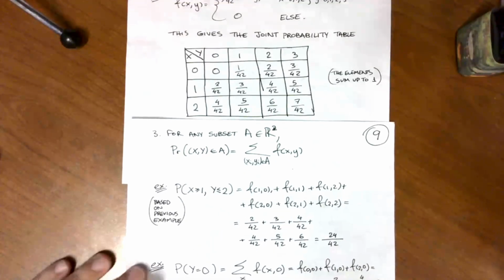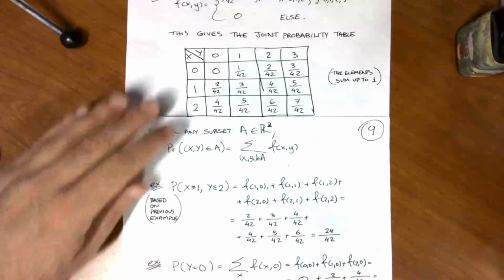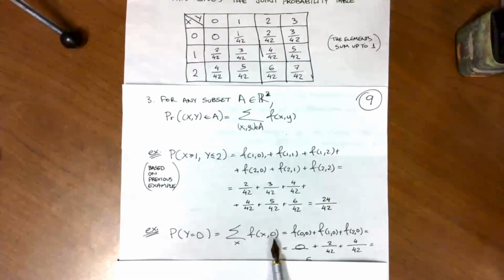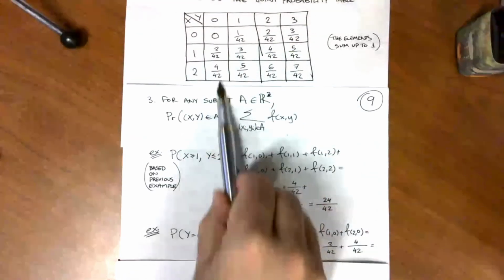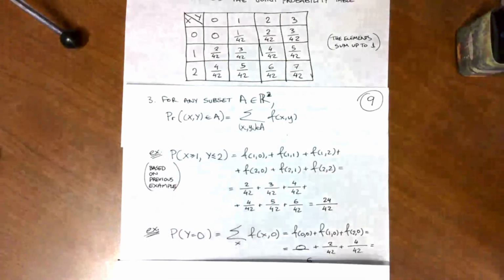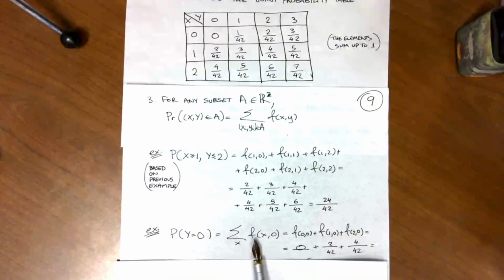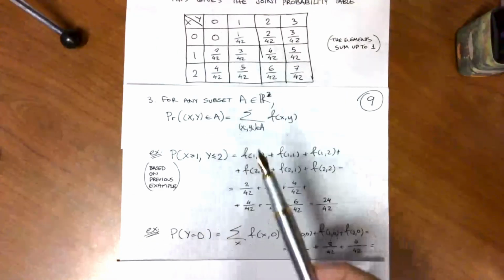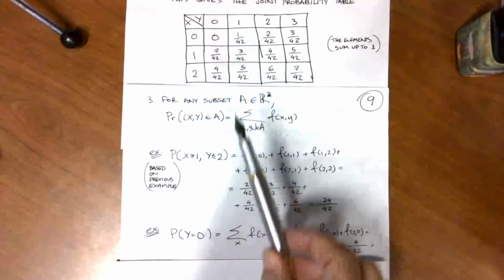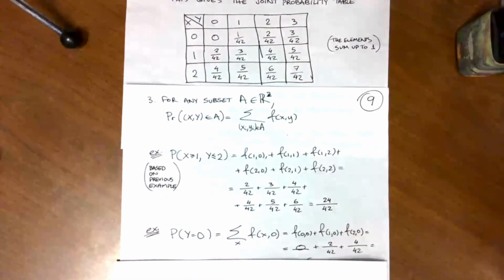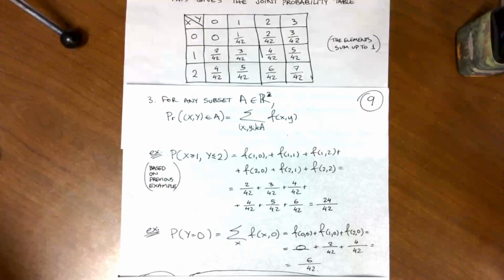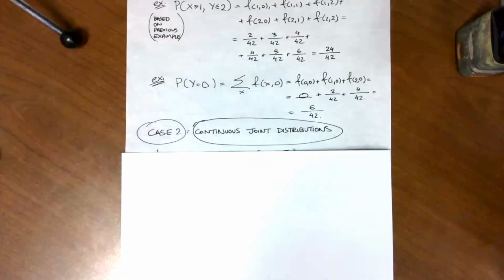So how are we going to calculate this? This is going to be equal to the sum of all of these f of x comma 0 values, because we've pinned y to 0. So y is going to be equal to 0 across all of the values of x. And we're going to sum up all of these f values across x. So what would that be? X equals 0, y is equal to 0; x is equal to 1, y is equal to 0; x is equal to 2, y is equal to 0. So the summation here is going to be 0 plus 2 over 42 plus 4 over 42. That would be 6 over 42. So that's all that I have on the discrete case.